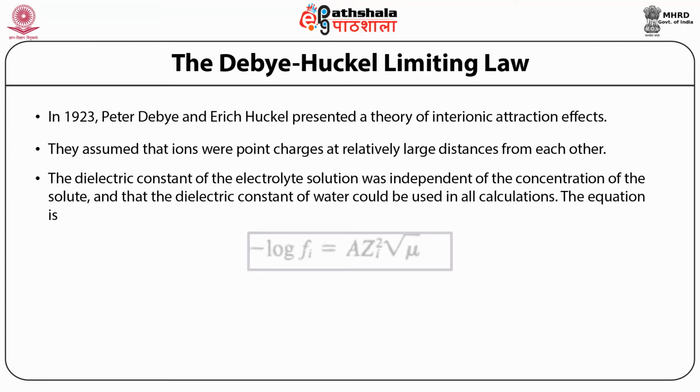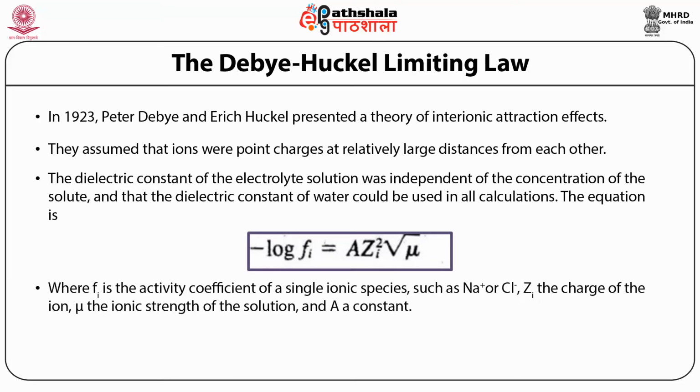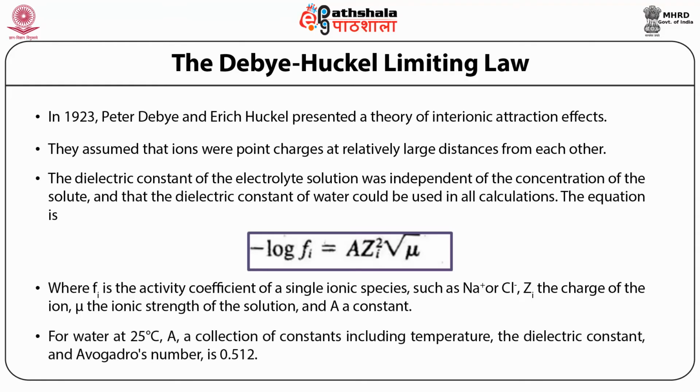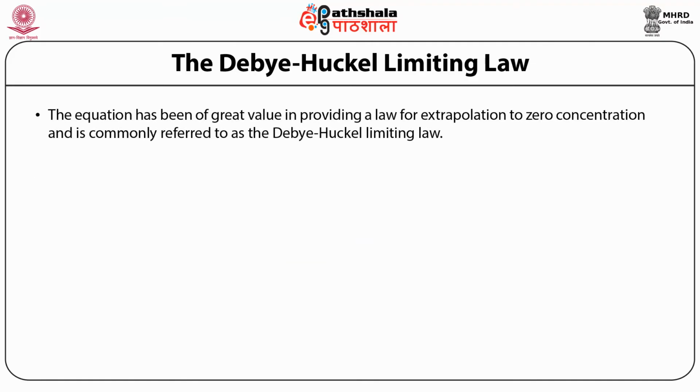The equation is minus log f_i equals A Z_i squared times the square root of mu, where f_i is the activity coefficient of a single ionic species such as sodium ion or chloride ion, Z is the charge of the ion, mu is the ionic strength of the solution, and A is a constant. For water at 25 degrees centigrade, A, a collection of constants including temperature, the dielectric constant and the Avogadro number, is 0.512. The equation has been of great value in providing a law of extrapolation to zero concentration and is commonly referred to as the Debye-Huckel limiting law.